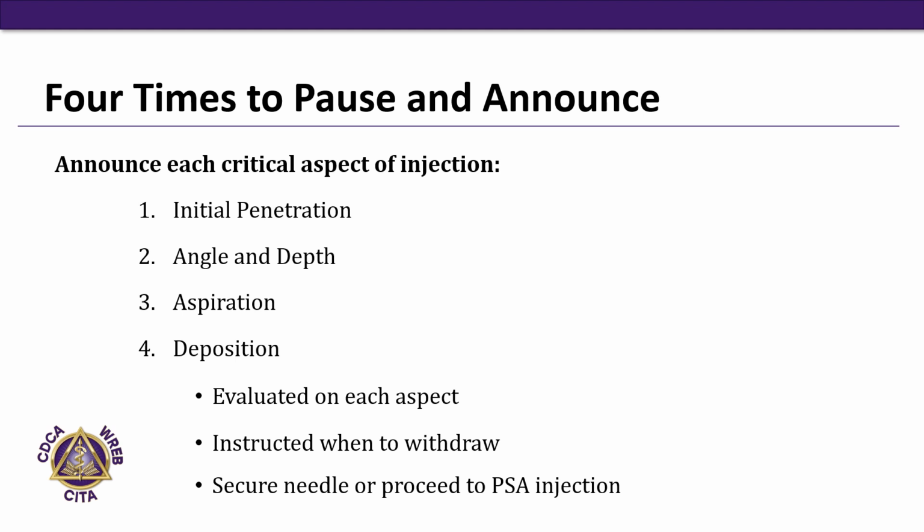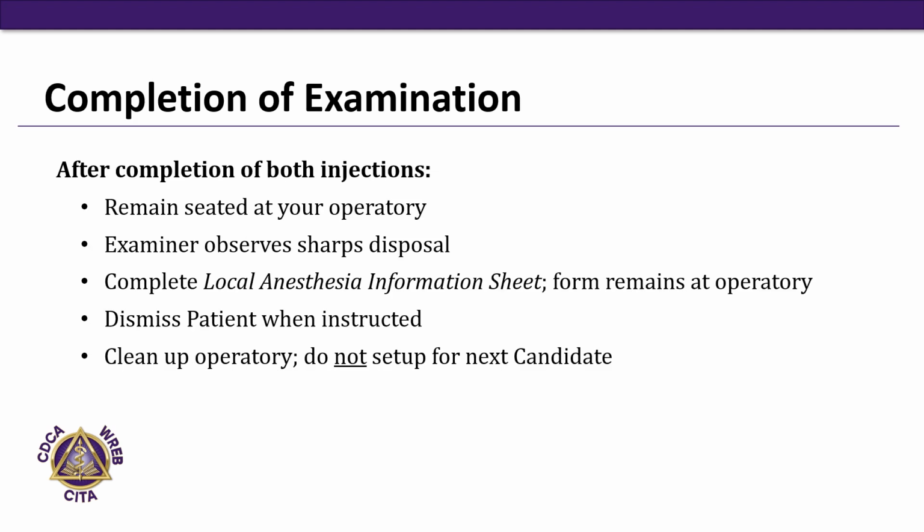It is not necessary to deposit the entire cartridge since your patient is not being anesthetized for clinical procedures. Upon completion of the IA nerve block, either make the needle safe by securing the cap or immediately proceed to the PSA nerve block. After completion of both injections, remain at your operatory until instructed to dismiss your patient. On the local anesthesia information sheet, record the total volume of local anesthetic administered in milliliters or milligrams. This form remains at your operatory for collection by examiners.